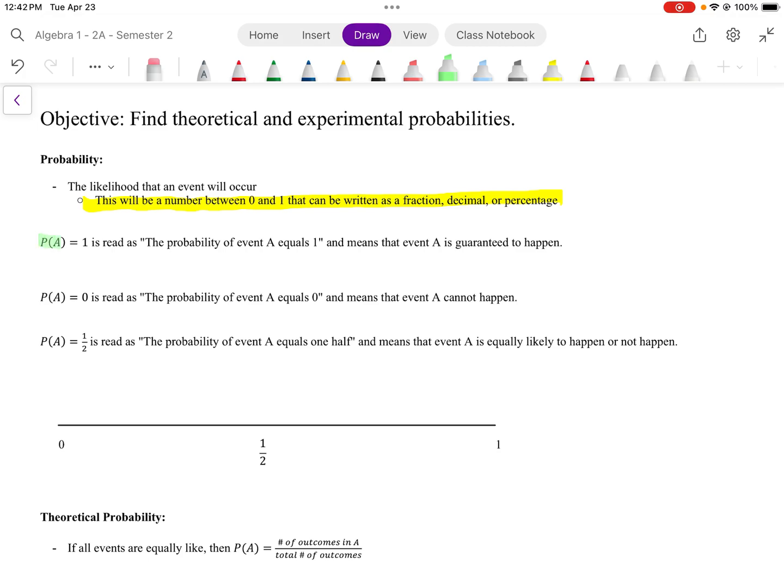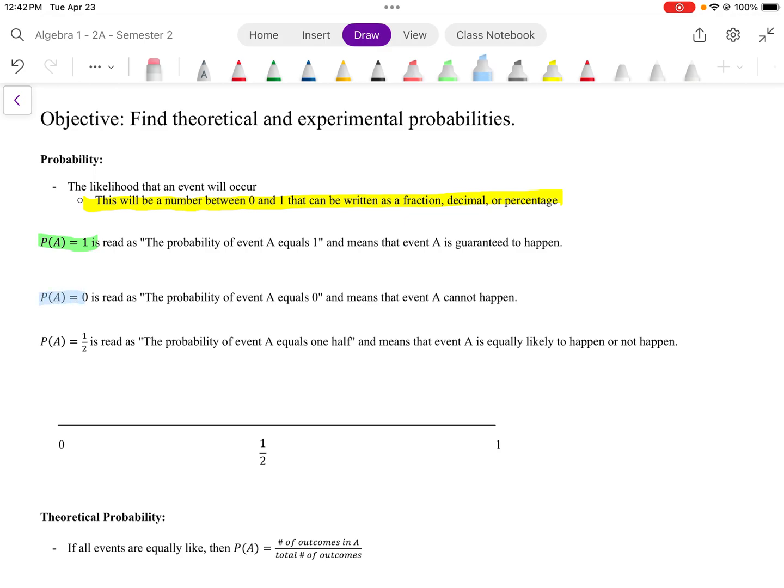It says a number between 0 and 1, but we are including 0 and 1. If the probability of event A equals 1, that means event A is guaranteed to happen. Event A could be anything, okay? I could say, what is the probability that the day after Monday is Tuesday? That is guaranteed to happen. That would have a probability of 1.